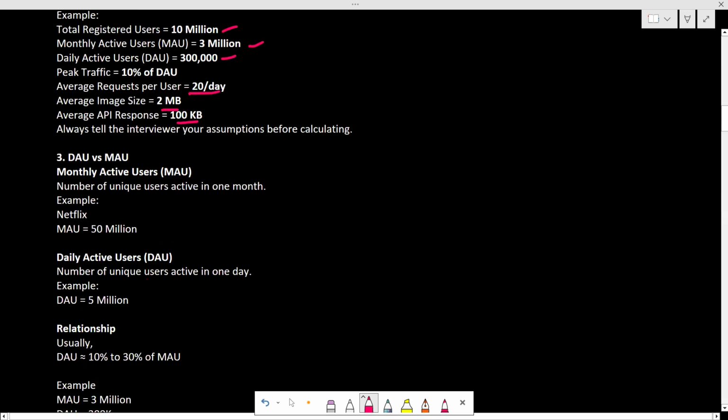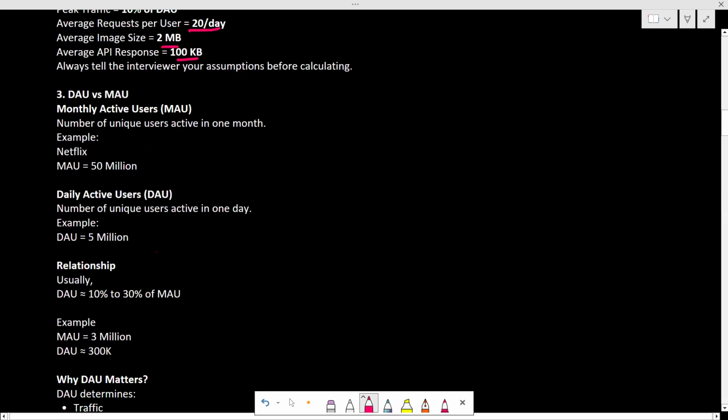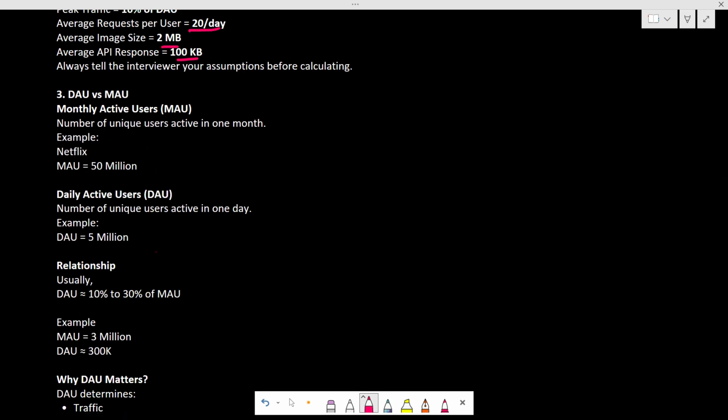Now, daily active users versus monthly active users. So let's understand two important metrics. The monthly active users, or MAU, represent the number of unique users who use the application in 1 month. And daily active users, or DAU, represent the number of unique users who use the application in a single day.